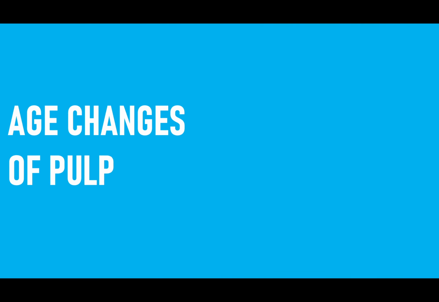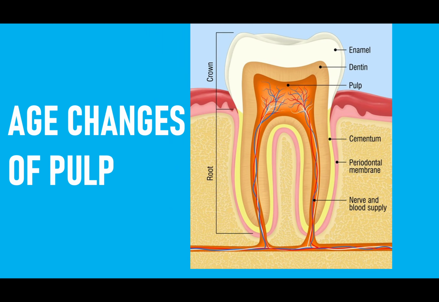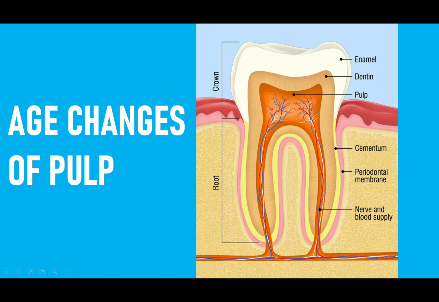Today we are going to talk about 8 changes of pulp. This is a diagrammatic representation of a tooth showing enamel, dentine and pulp. And today we are going to talk about what are the changes that occur in this area with age, that is dental pulp.